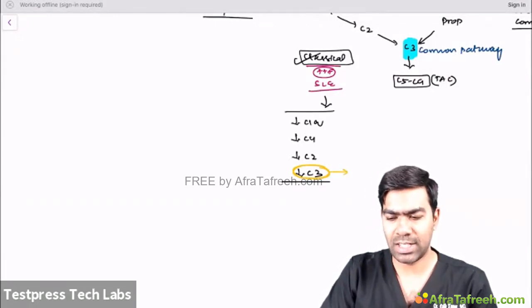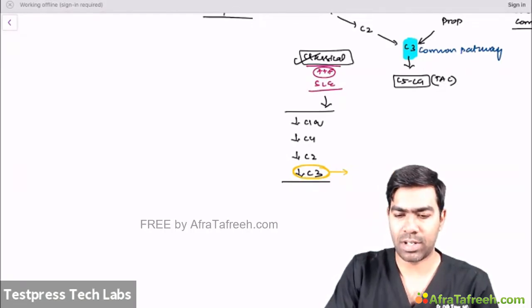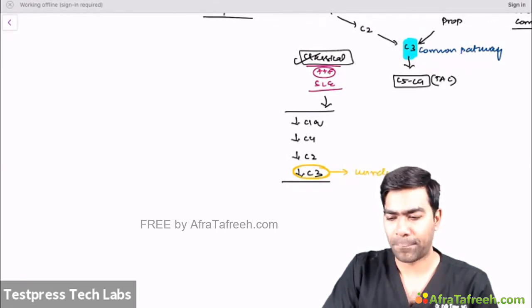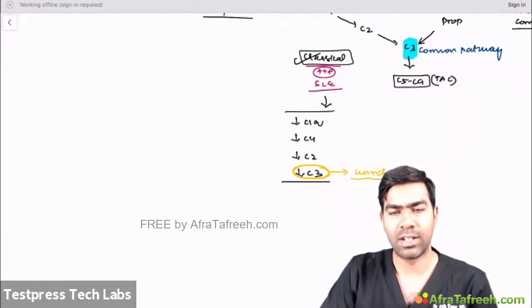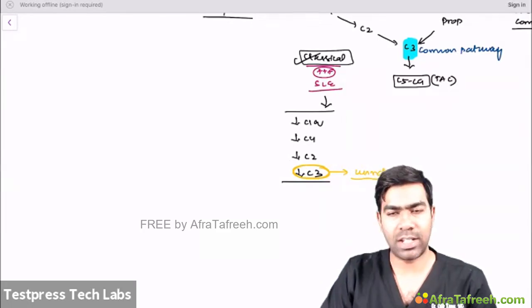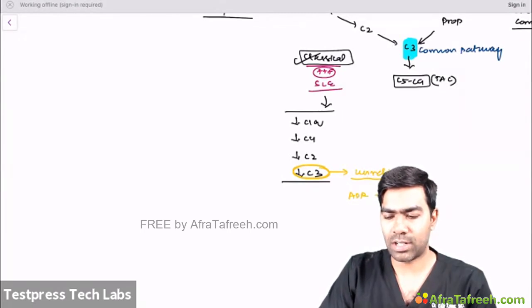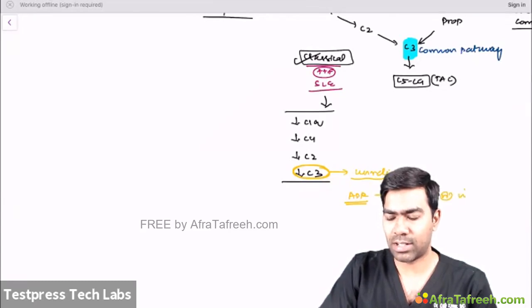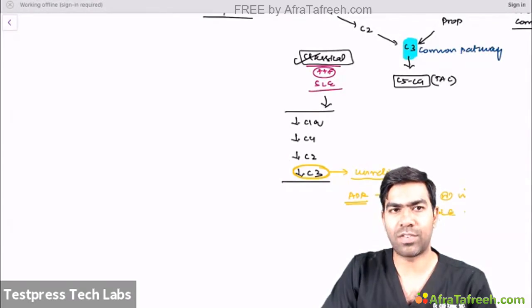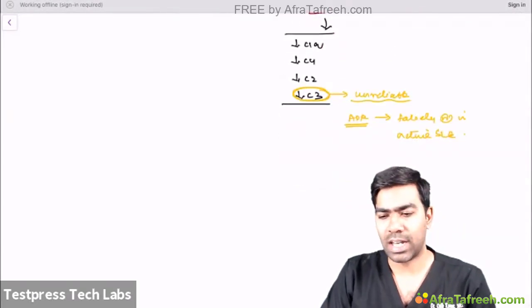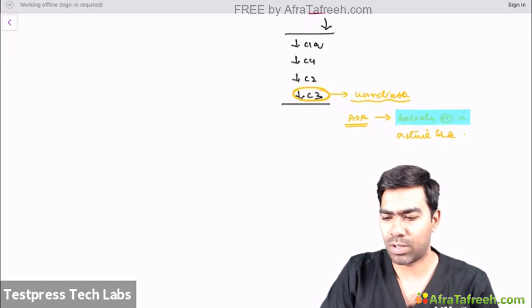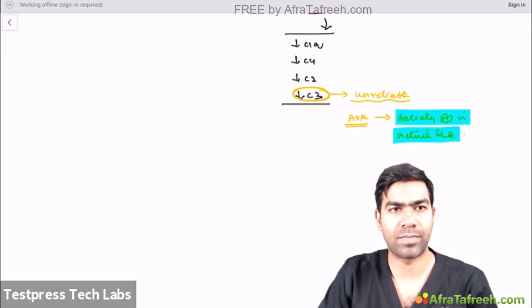But C3 is not a reliable indicator. I can write in one word, it's unreliable as far as SLE is concerned, because C3 is considered to be an acute phase reactant. Because it's an acute phase reactant, its level can be falsely normal in active SLE. Even if the disease is extremely active, the levels can be falsely normal.